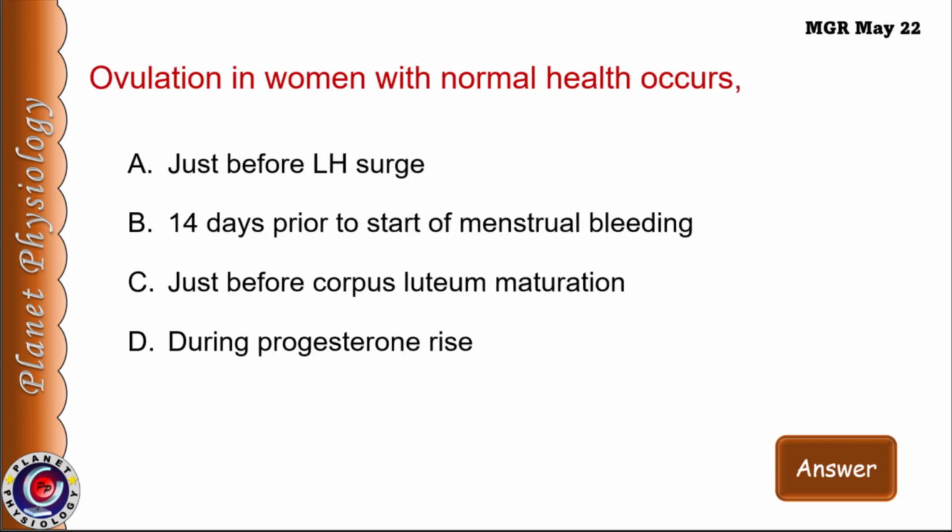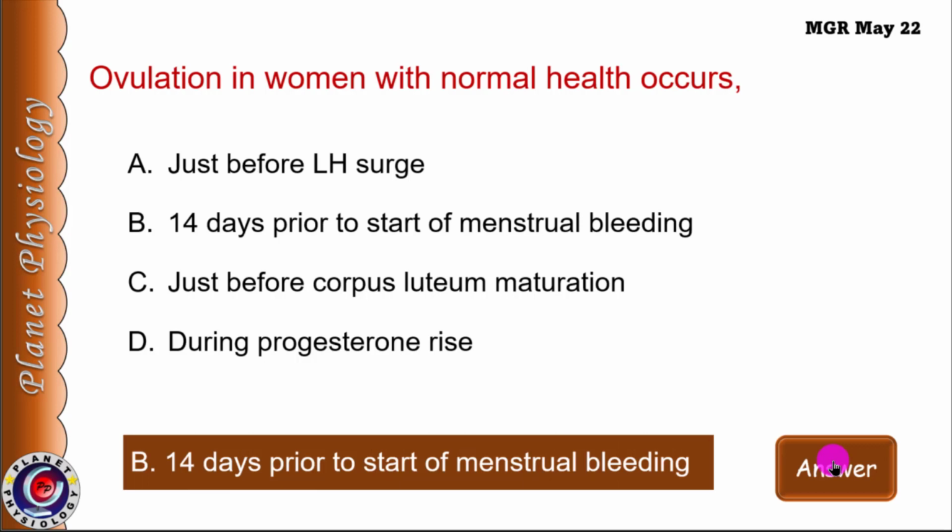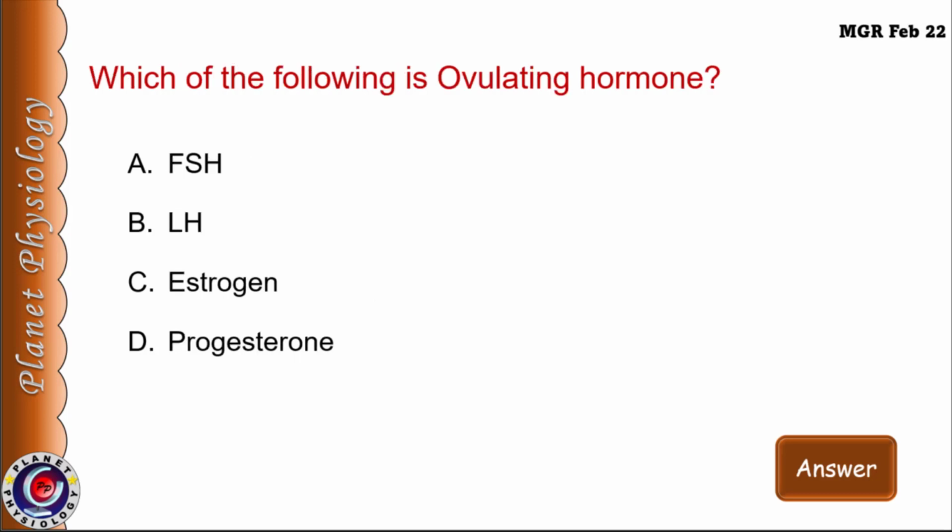Next question. Ovulation in women with normal health occurs A. just before LH surge, B. 14 days prior to start of menstrual bleeding, C. just before corpus luteum maturation, and D. during progesterone rise. Here the correct answer is option B. 14 days prior to the start of menstrual bleeding. To be specific, prior to start of next menstrual bleeding. And this knowledge is helpful in family planning.